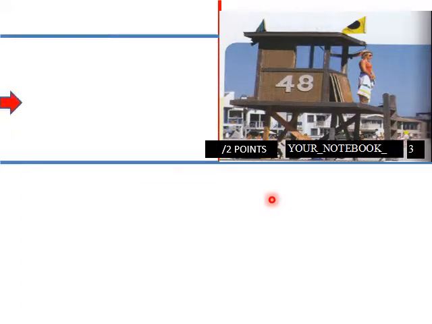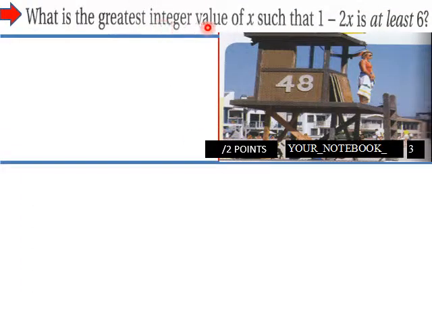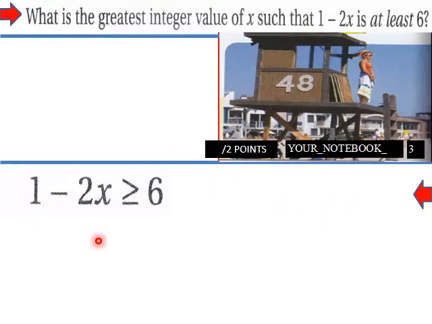So page 3 here. We have: what is the greatest integer value of x such that 1 minus 2x is at least 6? This would be the algebraic expression from this verbal model up here. And then we solve for x. Negative 2x is greater than or equal to 5. We move this over here.